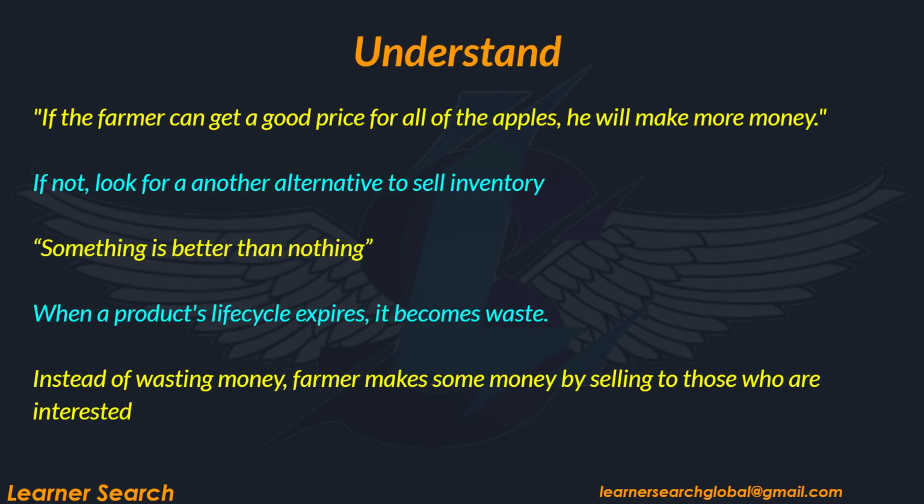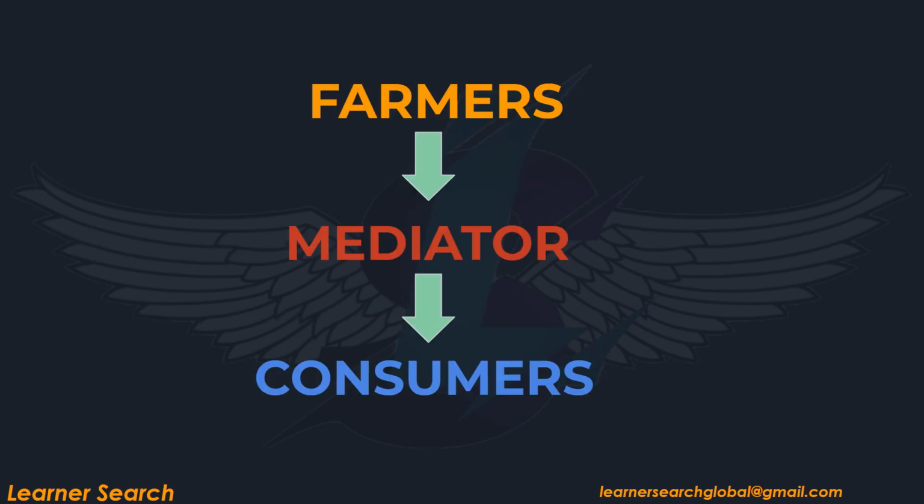If the farmer can get a good price for all the apples, he will make more money. If not, he looks for another alternative to sell inventory, because something is better than nothing. Instead of wasting, make some money by selling to those who are interested. Even here, the mediator is required to run the business in an effective way on both sides of the ecosystem.